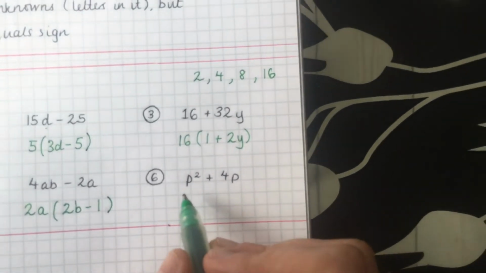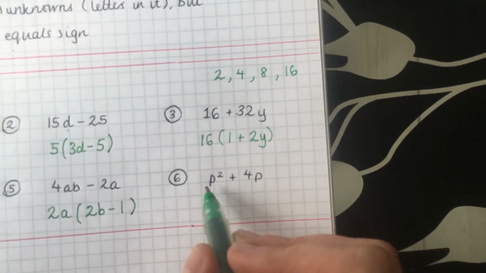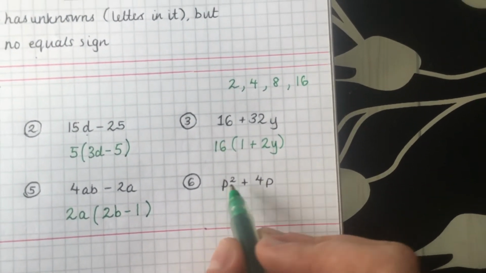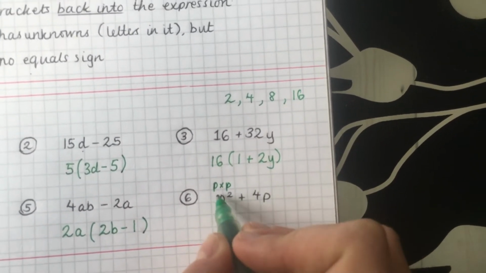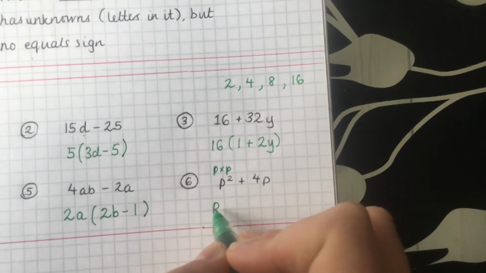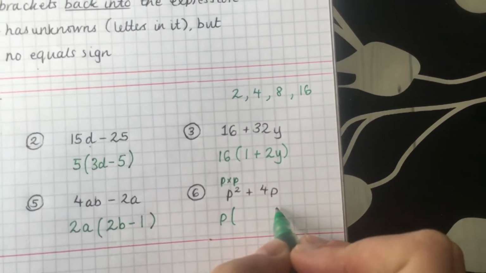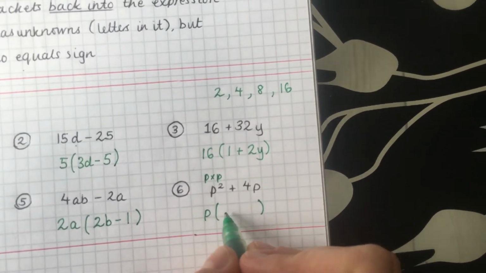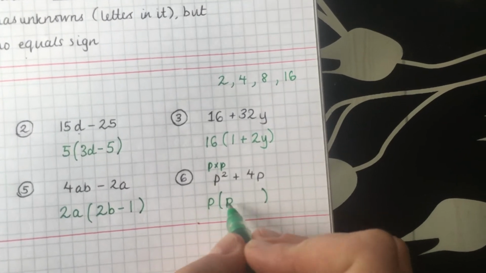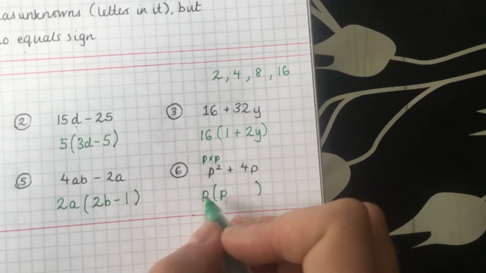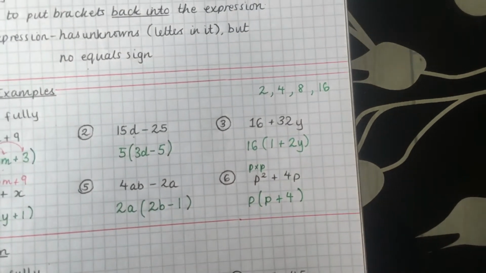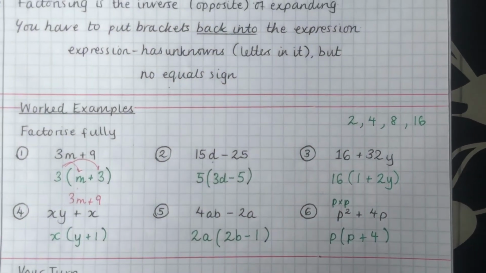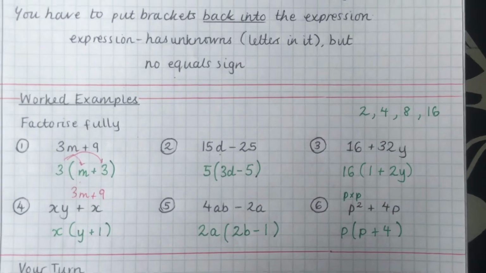Okay, last one. So again, we've got letters in common. We've got p in both. Now, don't forget p squared means p times p. So we have got p in common here. That goes outside the bracket. We put our bracket. Then we think p times what gives us p squared? It's obviously another p, because p times p is p squared. And then p times what gives you 4p? It's plus 4. So those are all our final answers when we factorise these expressions.